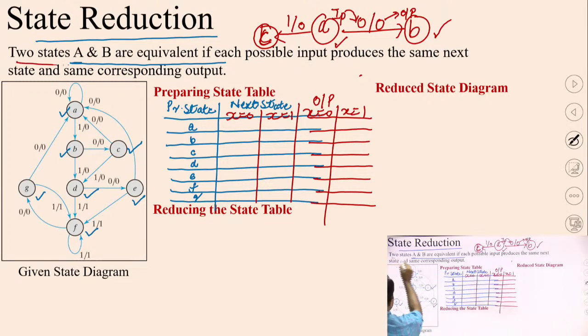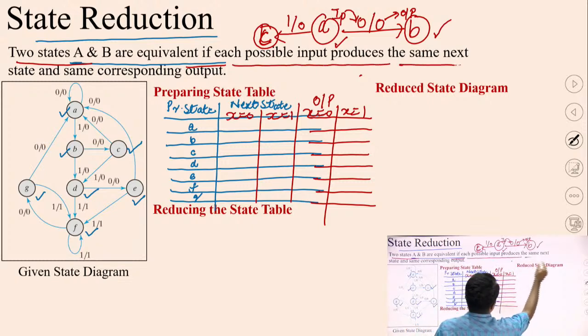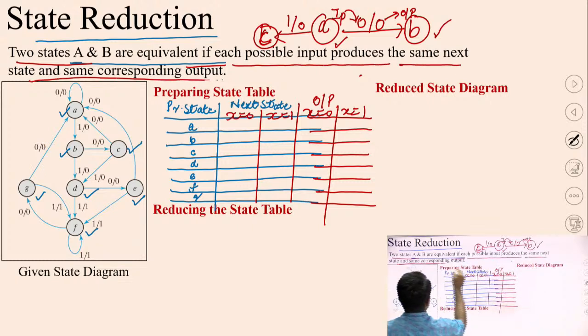So here we can check that 2 states A and B will be considered identical. We have to find the identical states. If we find that the states are identical, we can remove any one of those states, okay. So if 2 states A and B are equivalent, when will we call them equivalent? When each possible input produces the same next state and the same corresponding output.